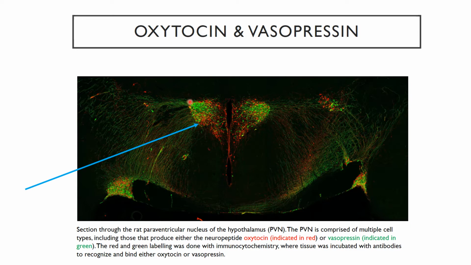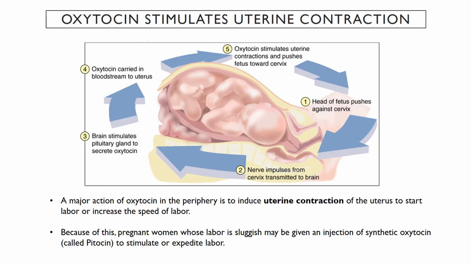In general, in the paraventricular nucleus, they're mostly located in the same area, but not in the same neurons. So we're going to talk about oxytocin a bit, and its various roles.